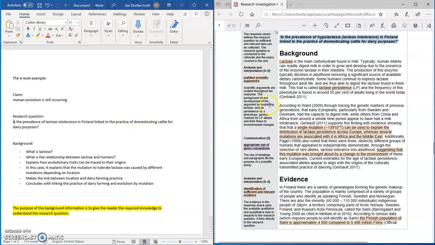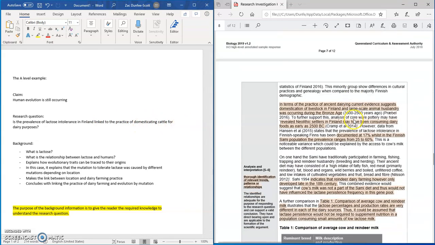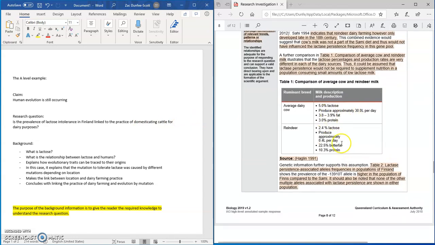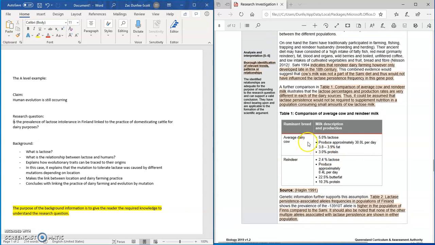Domesticating cattle for dairy purposes. Now, the evidence in this assignment that they've written has to do with the type of cattle that has been domesticated. So obviously, it's telling you about the people that have domesticated the normal average dairy cow versus other types of people who had domesticated reindeer, which they used to milk and drink their milk from.